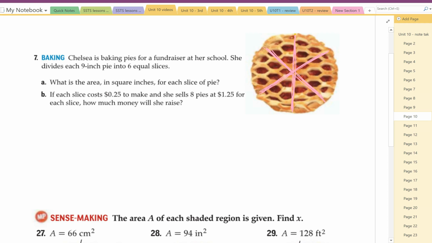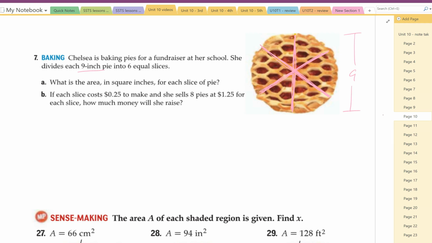So there we go. We have a pie cut into 6 roughly equal pieces. And I want us to know what's the area in square inches for each slice of pie. Well, what it tells me right here by saying 9 inches is that the whole entire pie actually has a diameter of 9 inches.